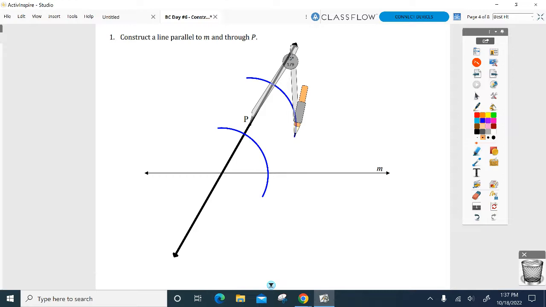How many times did your first arc hit your angle? Open up your compass to both points, please. Take your compass, open it up to both points. You don't have to do a darn thing. Just open up your compass to both points.